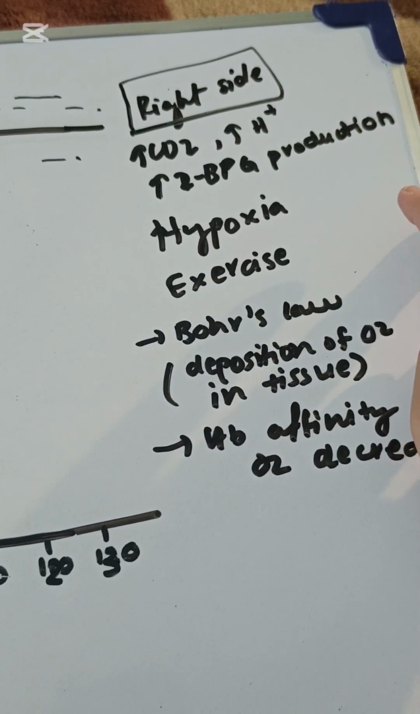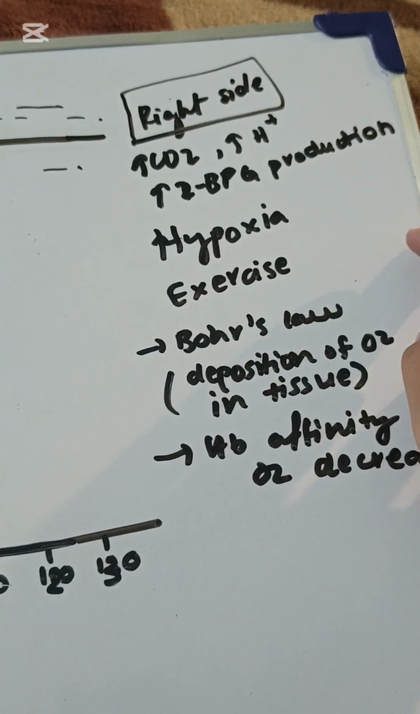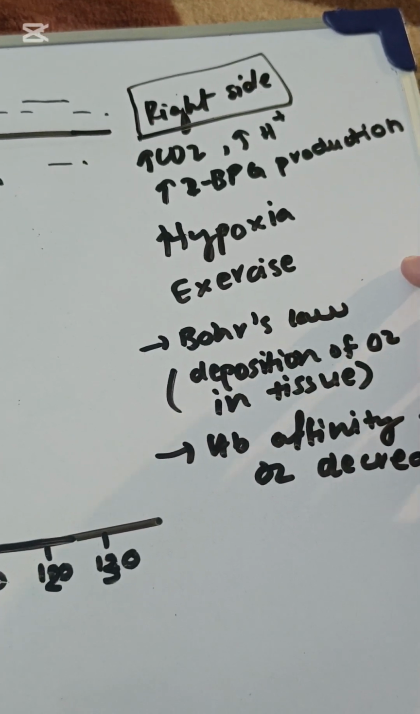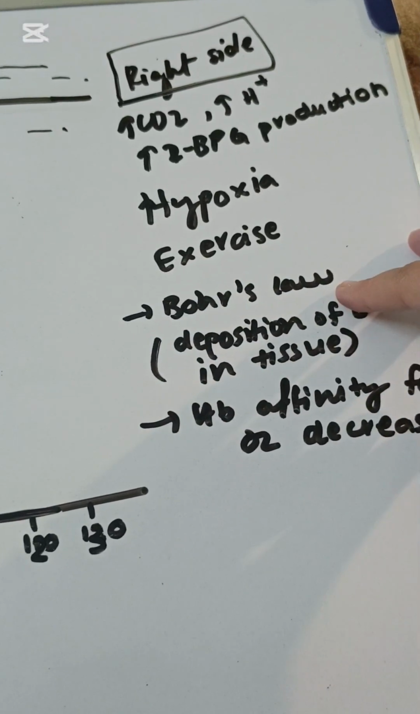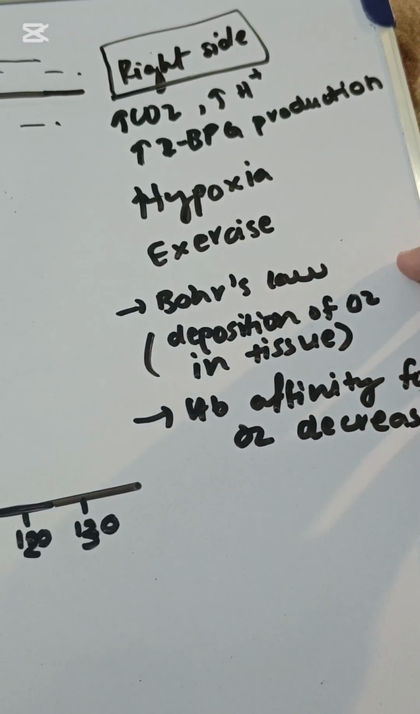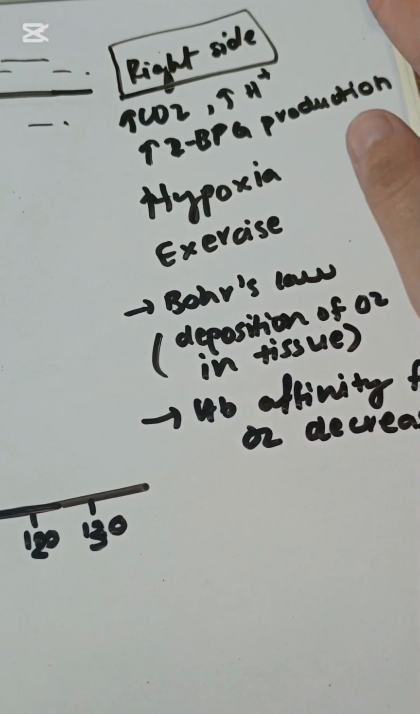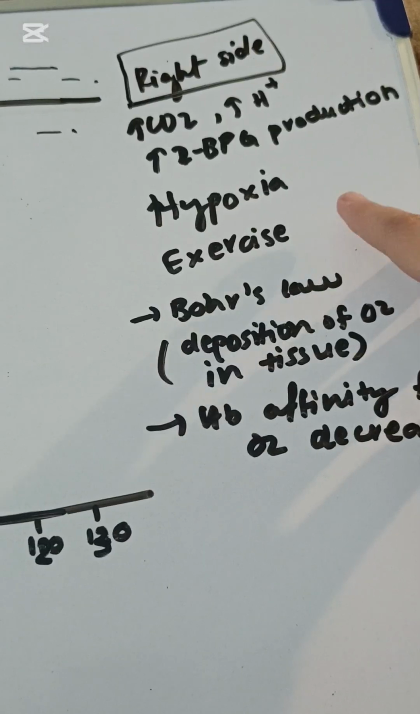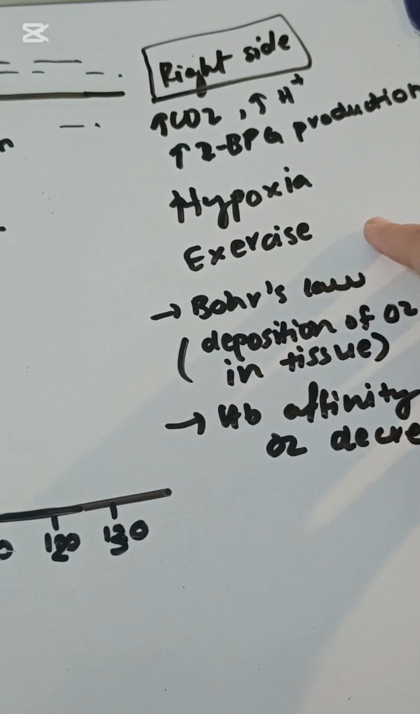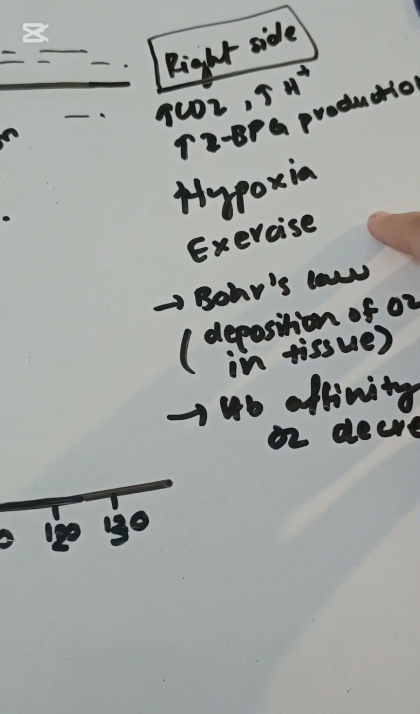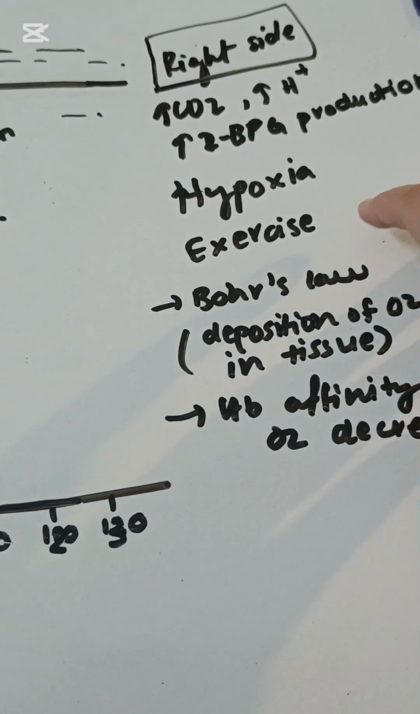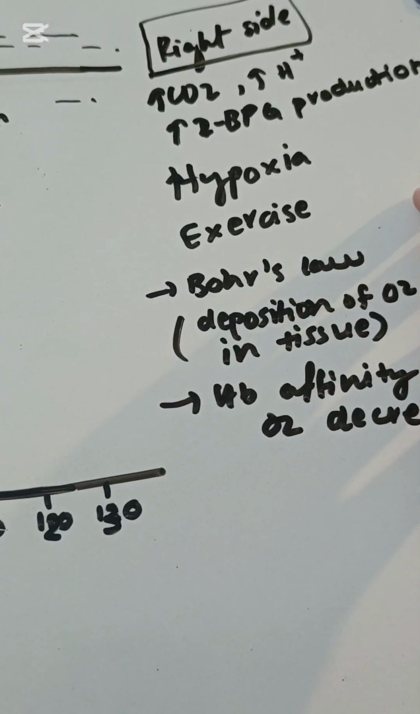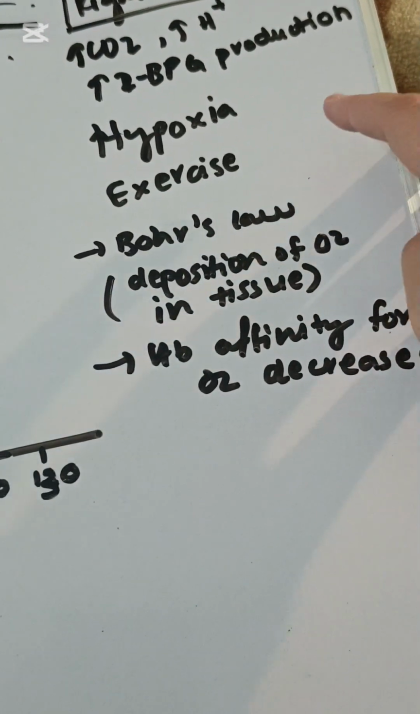And since we're in the tissues, for example, consider the state of exercise. We're exercising a lot, so our tissues have a deficient supply of oxygen, so we need a lot of oxygen. Bohr's law applies here, that is, the deposition of oxygen occurs in the tissues. Since we know that oxygen or any other gas moves from high concentration to low concentration, they move from the blood where they're in high concentration, that is bound with hemoglobin, to low concentration in the tissues where carbon dioxide and hydrogen ions are more. So they will move there, and hence, since they're getting deposited there, hemoglobin affinity for oxygen prominently decreases.